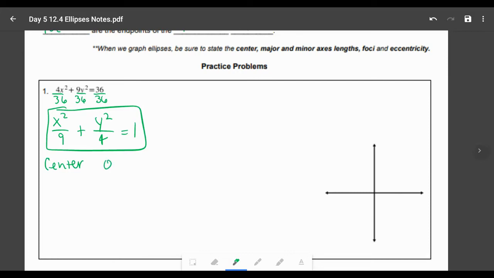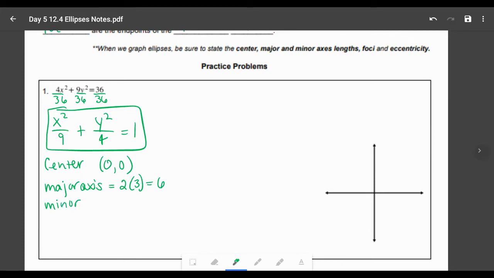So the center is at 0, 0 because there's nothing being added or subtracted to x or y. The major axis is the longer of the two axes. And so we look at the denominators. We've got a 9 and a 4. The 9 must be the larger value, but that's really a squared. So we want just a, which would be 3. And in order to find the major axis length, we would double that 3. So it's really 6.